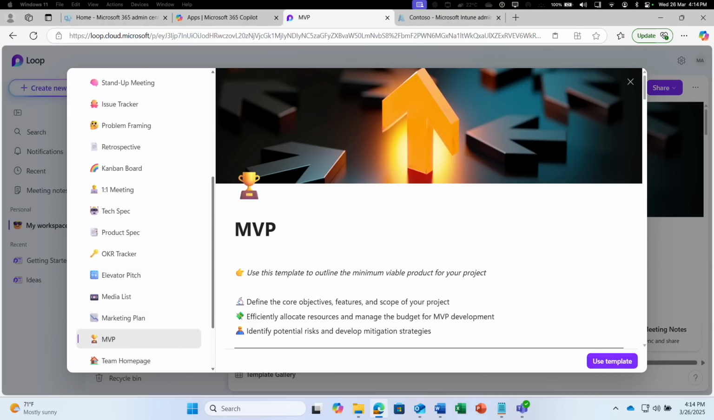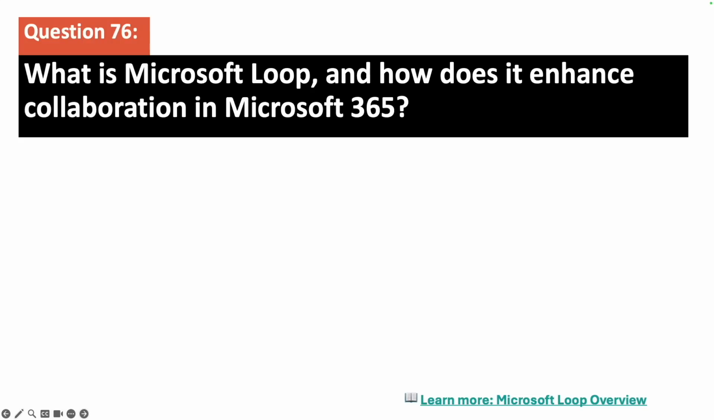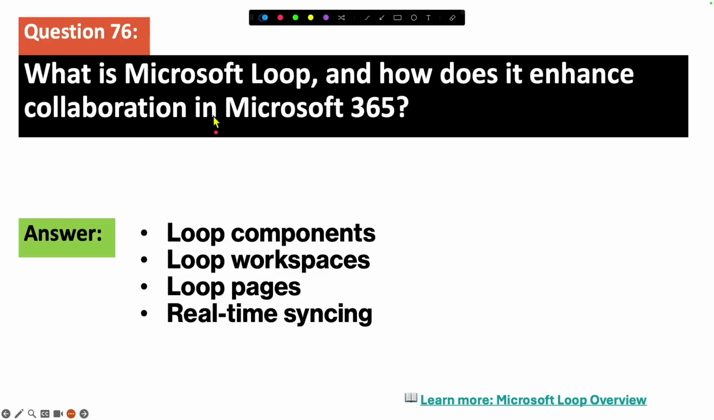Let's go back to the question. Now that you have understood what a loop component is on a high level, let me see if I can help you answer this question. First and foremost, you need to answer that Microsoft Loop is a collaborative workspace that allows teams to co-create, organize, and track projects in real time. You have seen all these examples I talked about, so you just need to articulate it in a nice format.